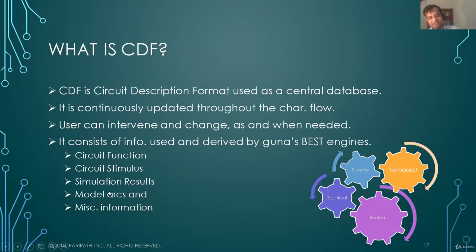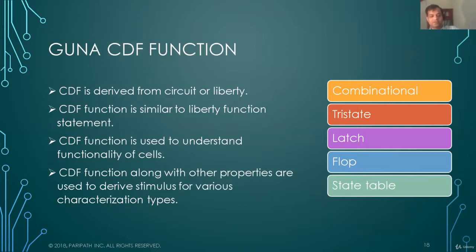Actually, function CDF is I've already shown you that the function is similar to what Liberty has. It's very simple. It's kept like that for a purpose. CDF has some of these additional functionality types. So combinational, you already saw. Any Boolean equation is what it is. Your combinational function. It also supports tri-state, latches, flop, and state tables, and those all are part of Liberty, and they are kept as is for the ease of use. Because you already know Liberty, it should be easy for you to modify, change, or add a new CDF function.